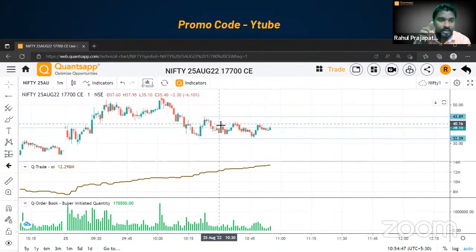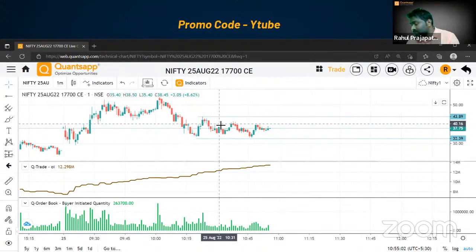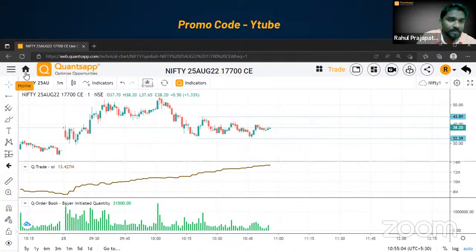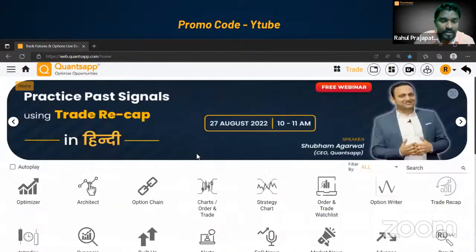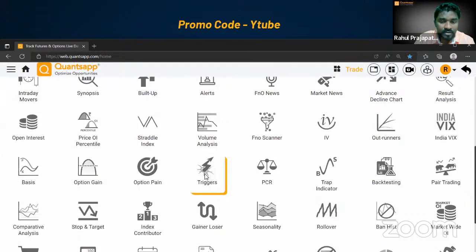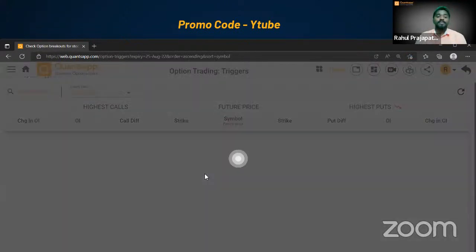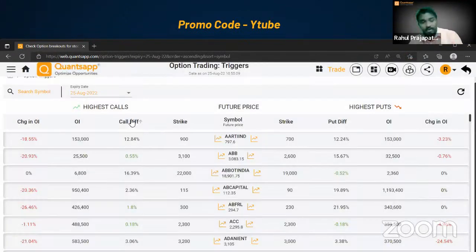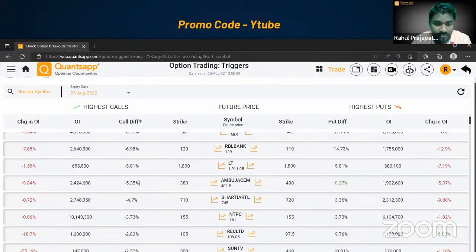So how do we find it? We found that the market is likely to break 17,700 because there's a lot of selling happening. If the market moves up, these option sellers will unwind the position, and when they unwind the position, you can simply have a move in this. So that is one thing. You can again go and check what triggers and which stocks are likely to give you that move. Now let's identify this.